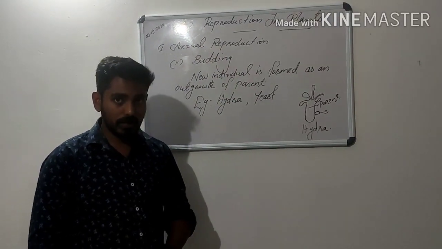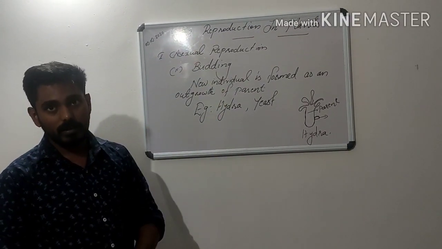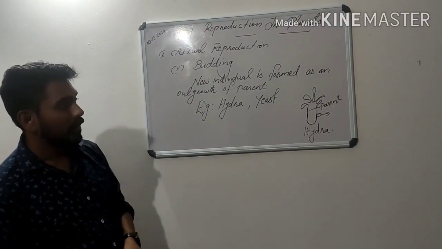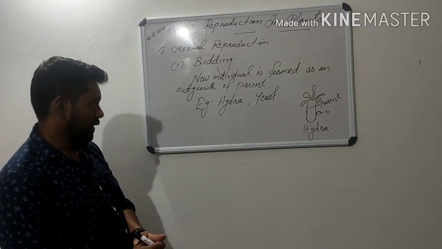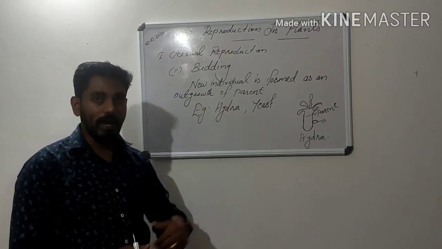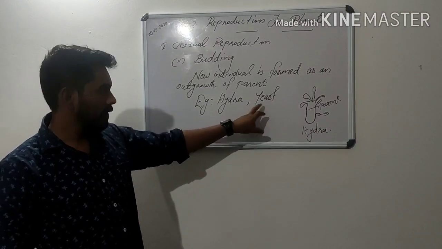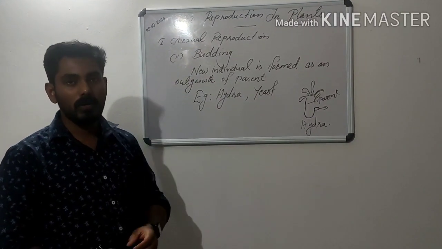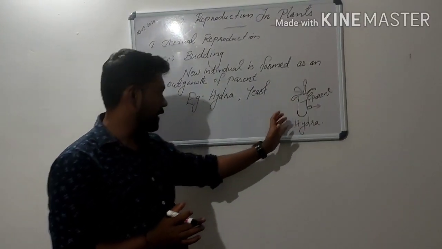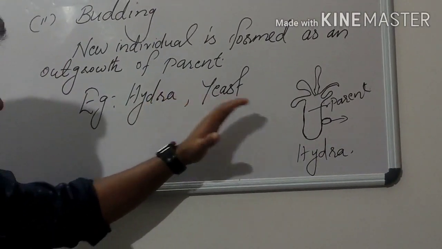The next asexual reproduction is budding. The first one was vegetative propagation, the second one is budding. Budding is a type of asexual reproduction. In budding, nothing happens to the parent organism. Here a new individual is formed as an outgrowth of the parent. There are two examples: Hydra and yeast. Hydra and yeast are unicellular organisms, single cell organisms. First we will take Hydra.